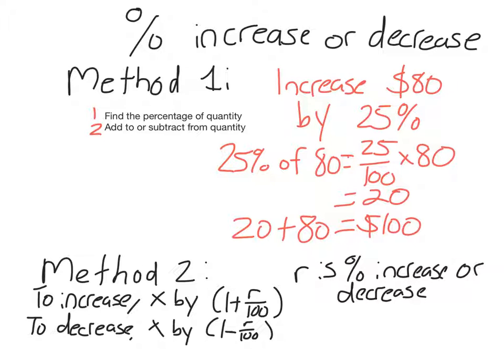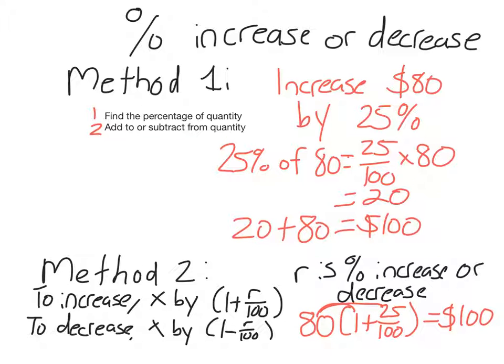So let's have a look at the exact same question that we just did. If I want to increase 80 by 25%, I take 80 and multiply it by (1 + 25/100). Because of the distributive law, if you were to expand this, you'd get $80 plus 25% of $80. And if you put that in your calculator, you just get $100.